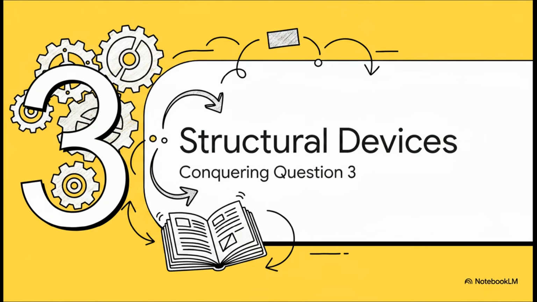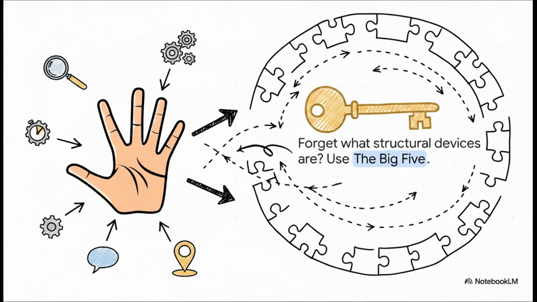Section 3, Unlocking Structural Devices, Conquering Question 3. Now, this is where students often trip up. Your focus here must shift entirely away from language and zoom out to how the writer organizes the whole text over these 12 minutes. If you ever panic and forget what structural devices even are, just look down at your own hand. The source notes introduce the Big Five, which is a golden key to mapping out your structural analysis without accidentally slipping back into language analysis.